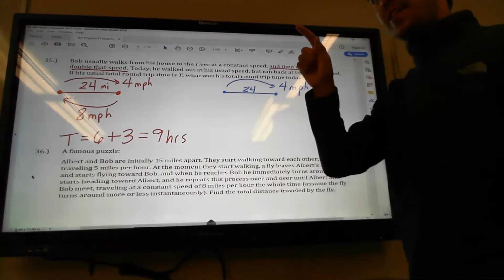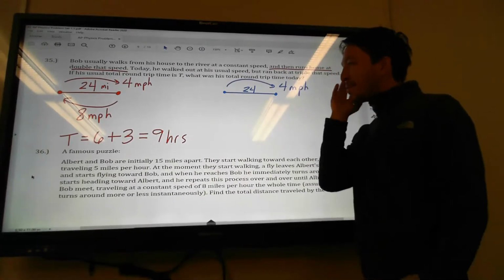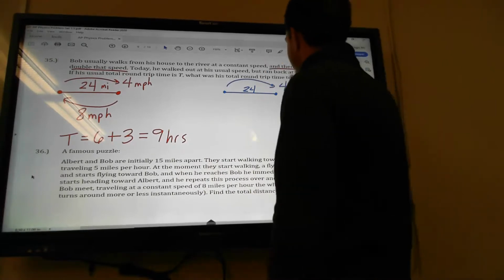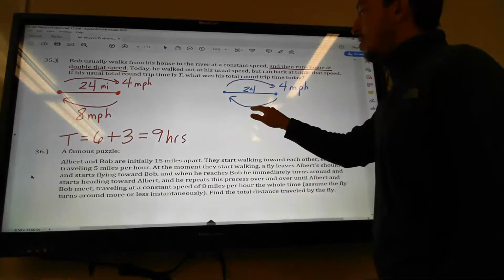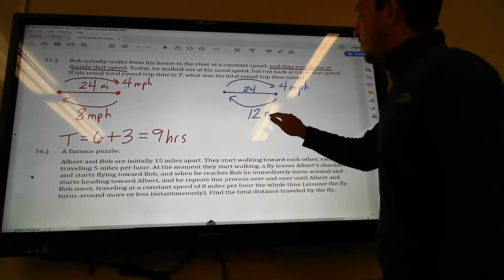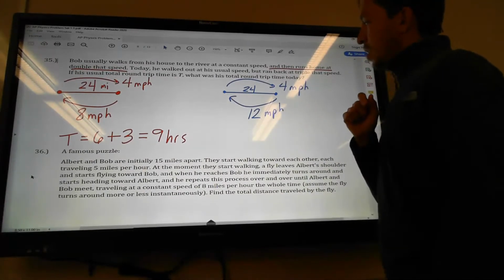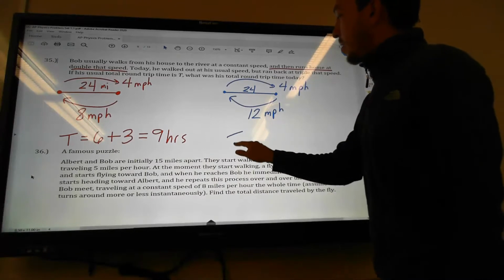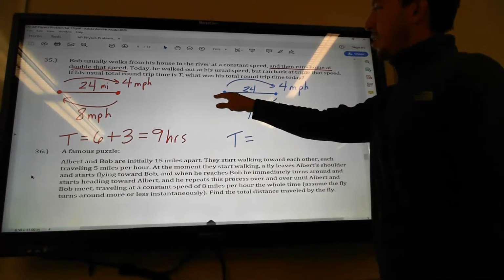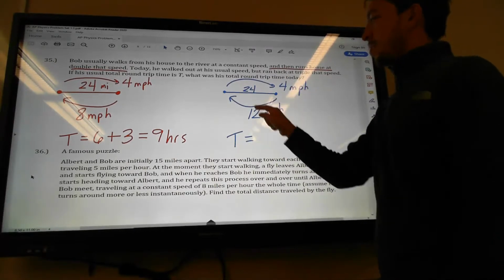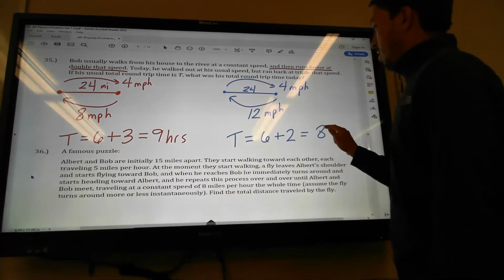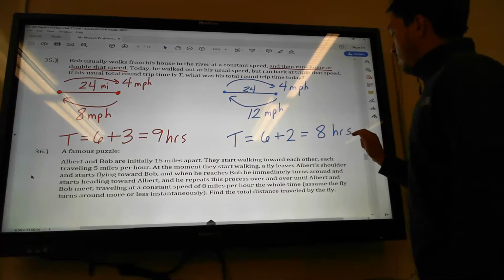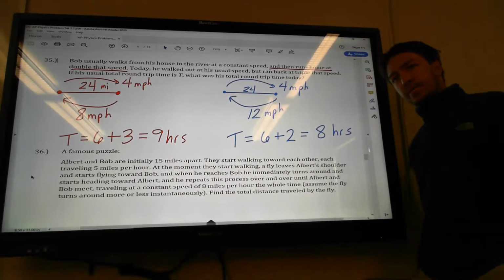Don't we appreciate Kate for coming up with that? Oh man, everyone's going to be integers. Isn't that just amazing? Okay, now when he comes back, how fast is he going? 12. Wow. So now how long does it take? 6 plus 2. Now it's 8 hours.